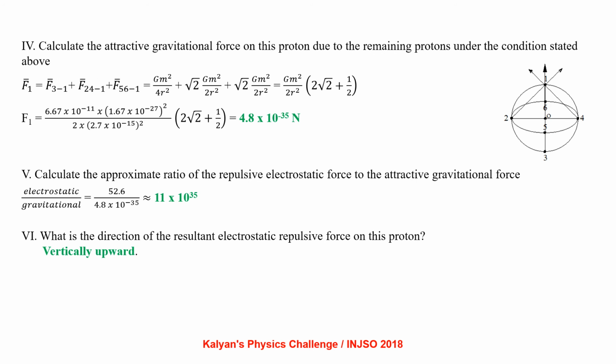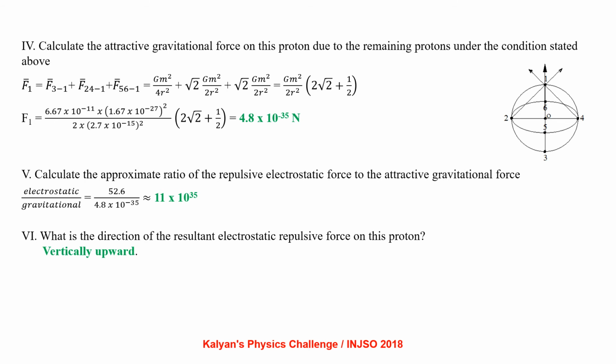Calculate the attractive gravitational force on this proton due to the remaining protons under the conditions stated above. So F1 bar equal to F31 bar plus F241 bar plus F561 bar, that is Gm square by 4r square plus root 2 times Gm square by 2r square plus root 2 times Gm square by 2r square, which simplifies to Gm square by 2r square times (2 root 2 plus 1 by 2). By substituting the masses and the G value, we get it to be 4.8 into 10 power minus 35 Newton.